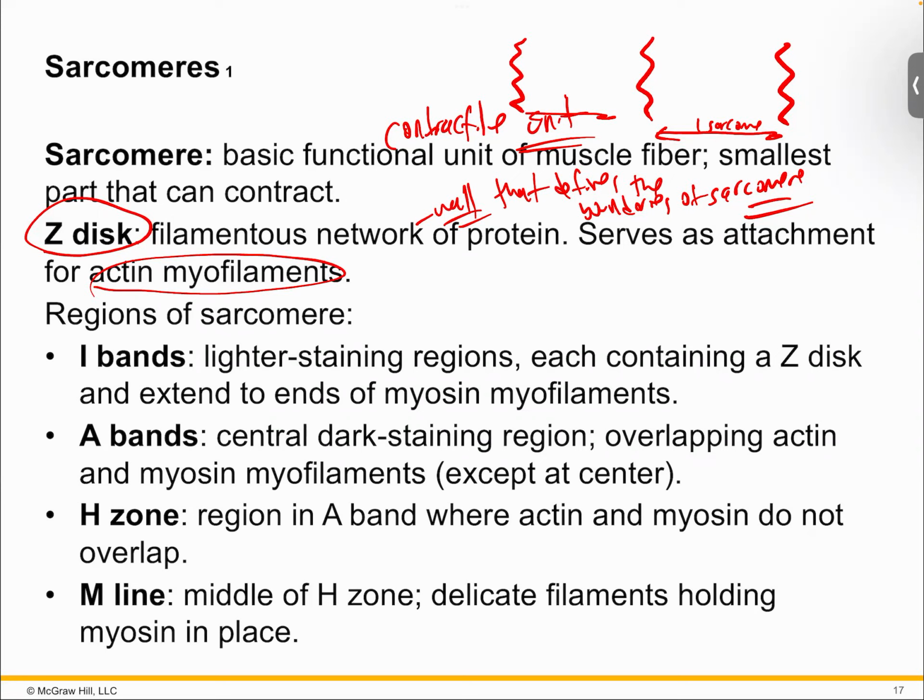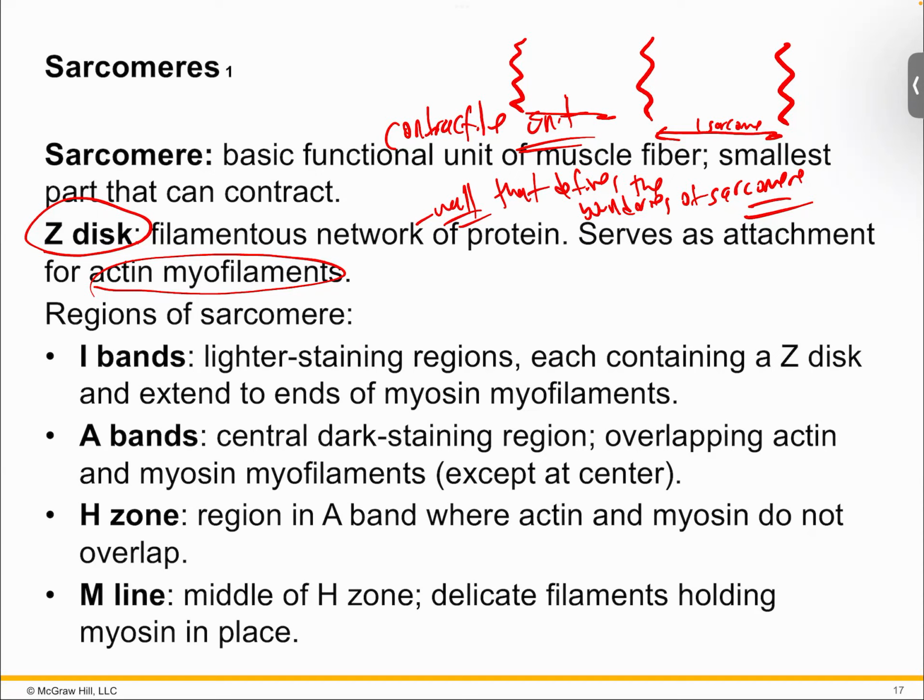Now, in the sarcomere, you'll actually see the Z discs, and they kind of create a dark area of the sarcomere. Now, there's other types of lines and bands and things like that in the sarcomere. And so what I want to do is sort of introduce the lines and the bands. And we're going to see a picture of the sarcomere, and it'll be a little bit more obvious there once we actually see the picture of it.